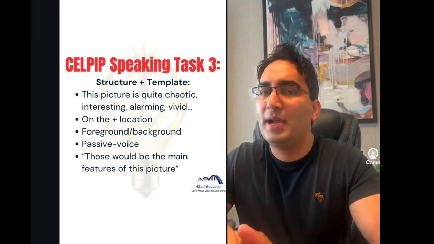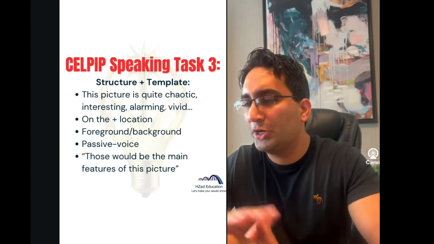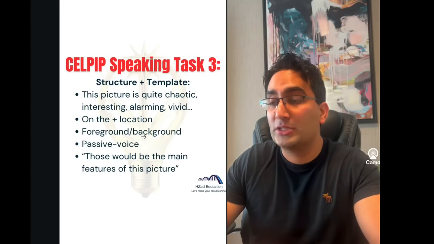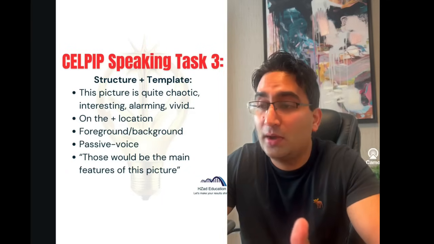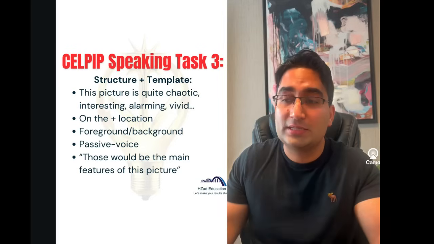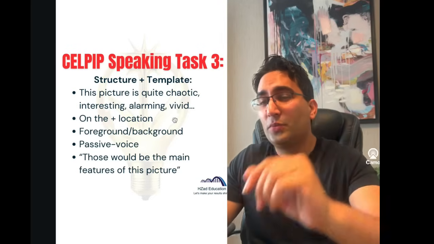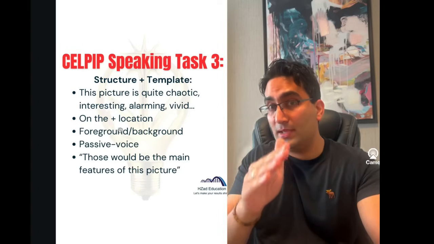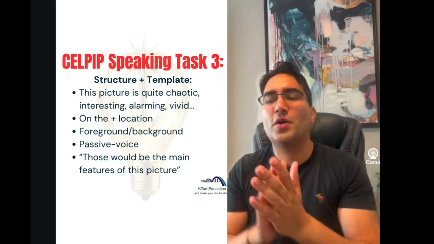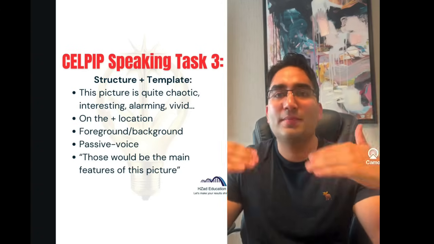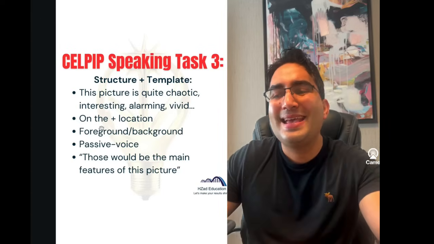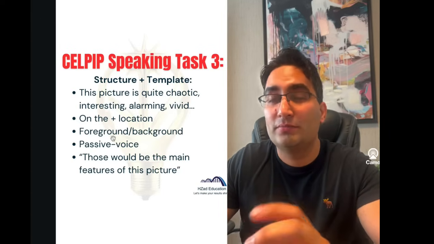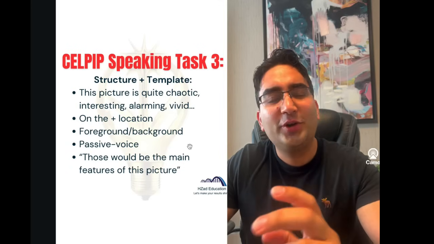You want to start by talking about the nature of the picture. So you would say this picture is quite chaotic, which fits this scenario. Interesting, alarming, vivid. But vivid means clear. So depending on the picture, you start with that. Now you say on the plus location. So on the left, on the right, at the back, towards the front, whatever the location is, you point that out. An important word here also that CELPIP examiners love is foreground and background.